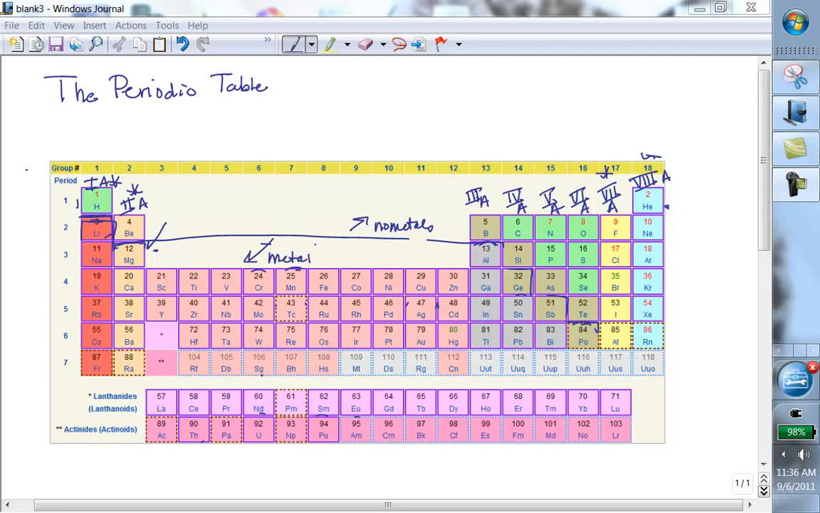The nonmetals. The nonmetals tend to not be as similar as the metals are. Again, nonmetals can be solids, liquids, or gases. The solids will be brittle solids rather than malleable solids.